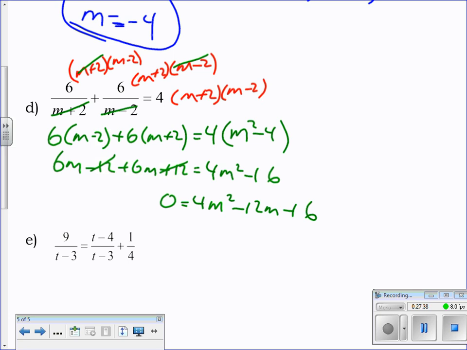Now, this looks really nasty, does it not? It's not. Divide everything by 4. Divide 0 by 4. Divide this by 4. Divide that by 4. And you get, and I'm moving up here, so I've got room to work, 0 equals m squared minus 3m minus 4. Because I can do that. I can divide everything by 4. Everything is divisible by 4, including 0. Now I can factor.